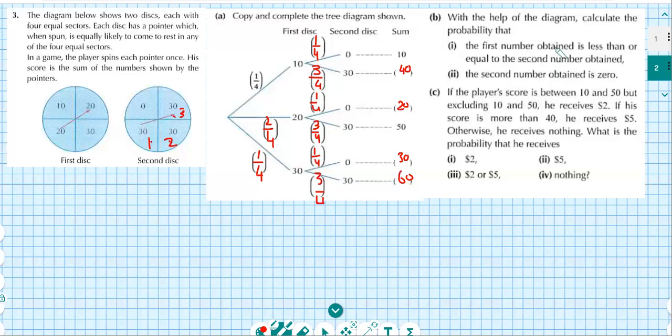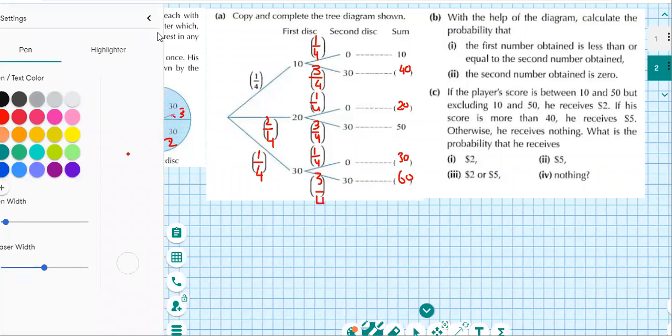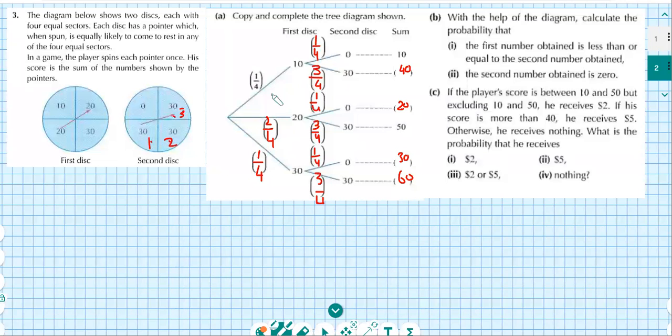Part B. With the help of the diagram, calculate the probability that the first number obtained is less than or equal to the second number obtained. So you can see that in this, the first 10 is greater than 0. The first should be less than or equal to the second: 10, 30. This branch.